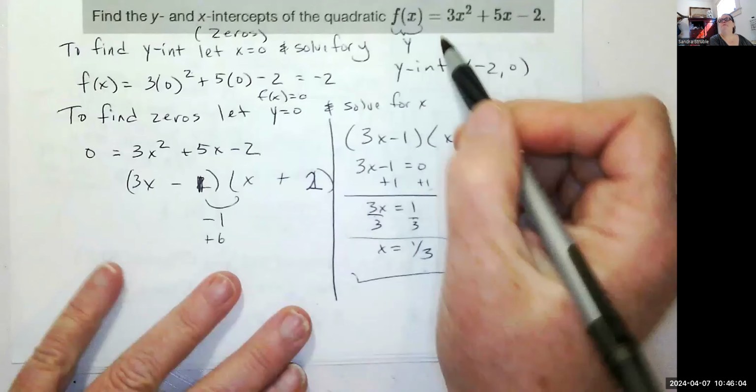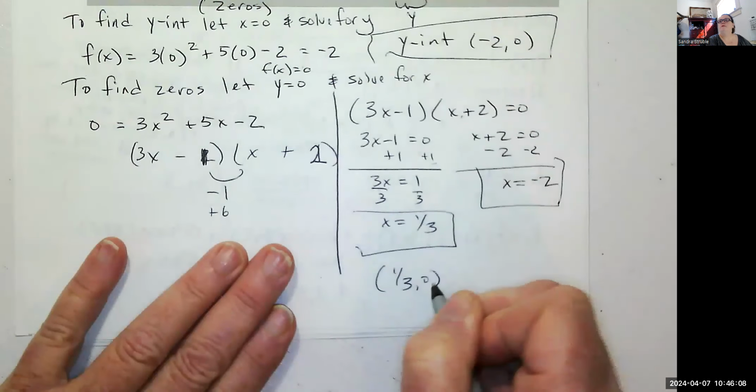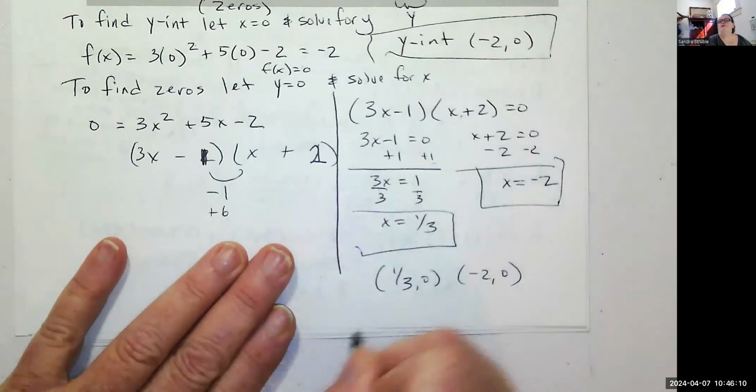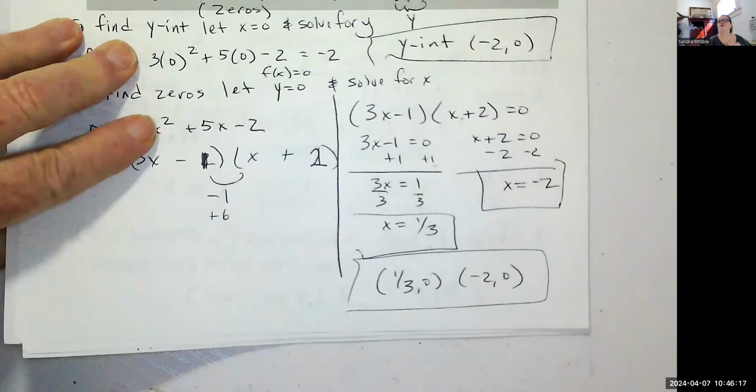So we've got my y-intercept. And you could write 1/3, 0 and -2, 0 for your zeros. Or you could leave them as x equals. I'm fine with that as well. Just don't write 1/3 and -2, because otherwise I don't know what you're talking about.